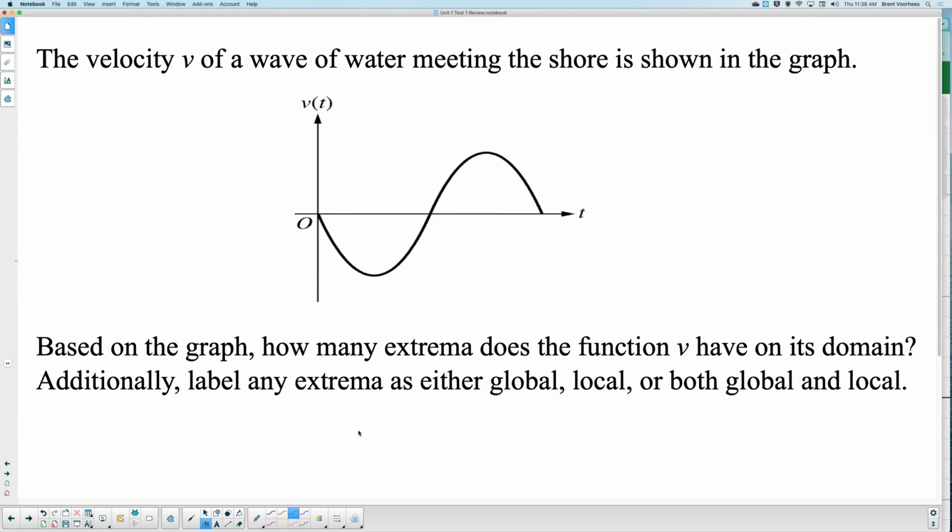Jaden, how many are you saying? It does have four. Where are they? This one's obvious to see. What would you call that one? What type of minimum? Global or absolute? And if you use the word global, you would also use local minimum.